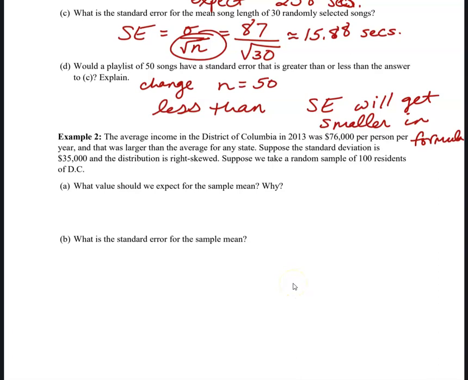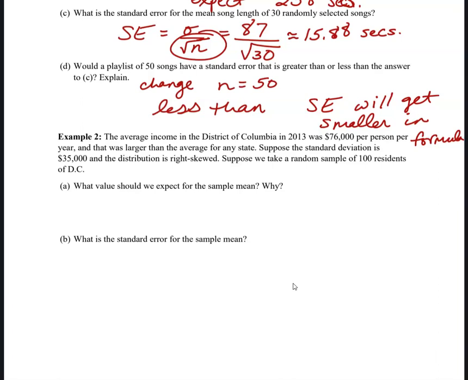Let's do one more example. The average income in the District of Columbia in 2013 was $76,000 per person for that year. That was higher than the average for any state. Suppose the standard deviation is 35,000 and the distribution is right skewed, as income levels often are. We've mentioned that before. We take a random sample of 100 residents.